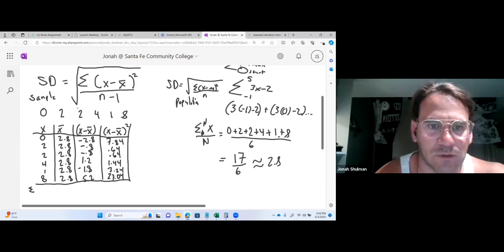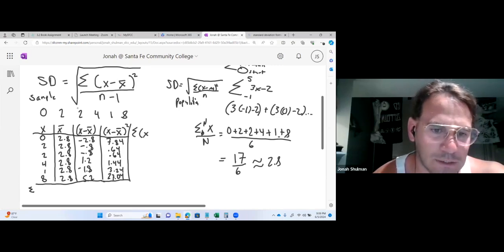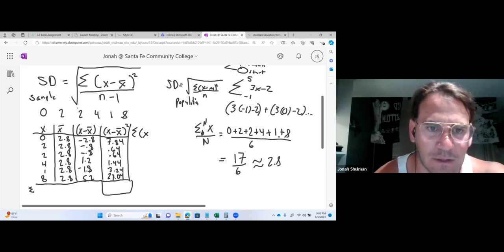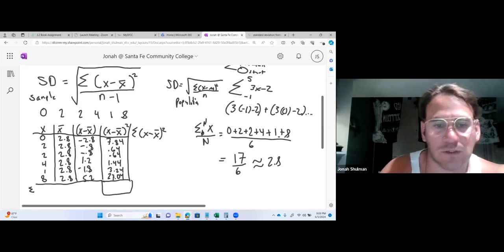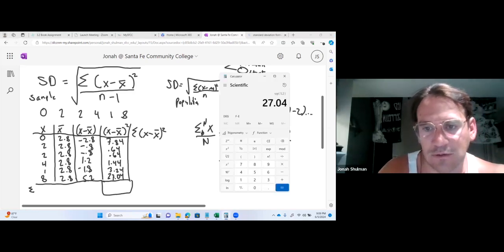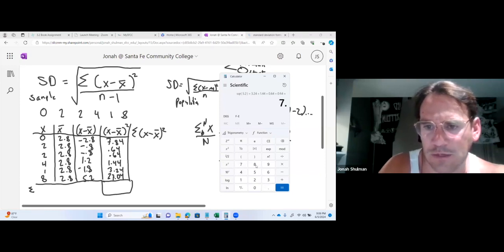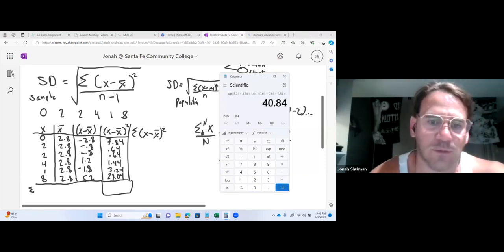Now I have to add them up. So here's the summation piece. We can put it right here because this is our summation, because we're adding all these up. So it's the sum of x minus x bar squared. So we just have to add all these terms together. So it's 27.04 plus 3.24 plus 1.44 plus 0.64 plus 0.64 plus 7.84 is 40.84.